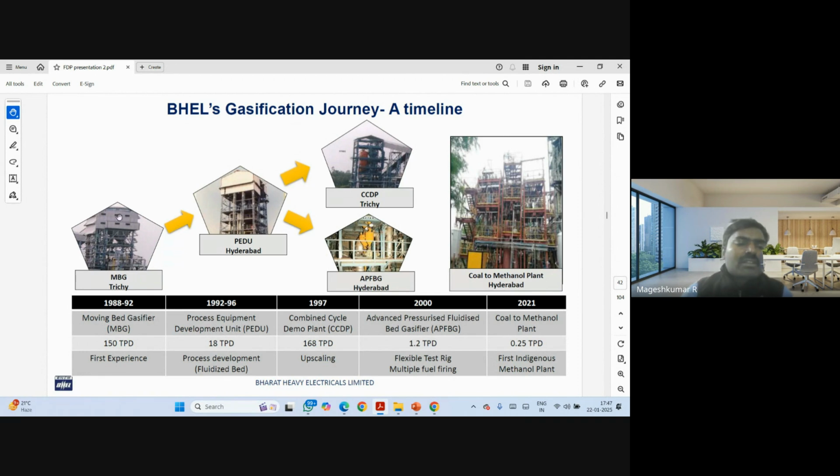This is being built at Trichy. This is the moving bed gasifier. This was a methanol demonstration plant which had been built at Hyderabad. And this moving bed at Trichy had been converted to a CCDP plant, in the sense that a fluidized bed gasifier was put in. Then this fluidized gasifier output was used for running the gas turbine, which in turn produced power. At PDA Hyderabad, they put in the methanol conversion plant further, produced coal to methanol, and the first indigenous methanol plant was demonstrated to the nation.